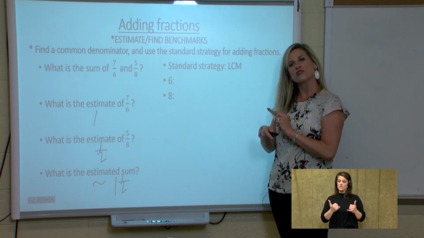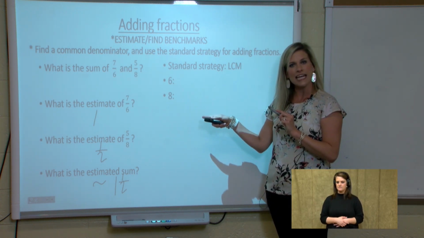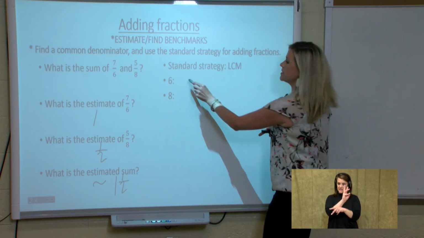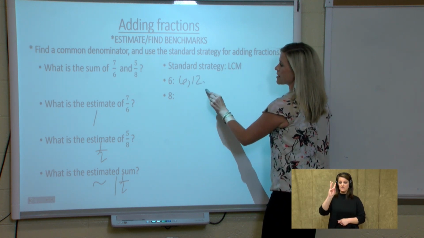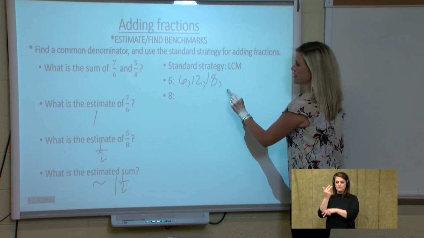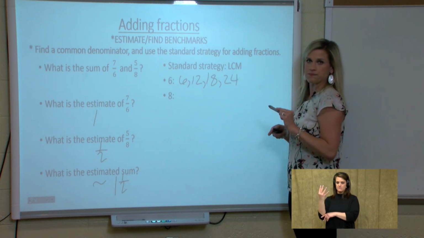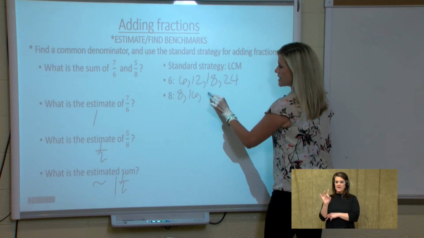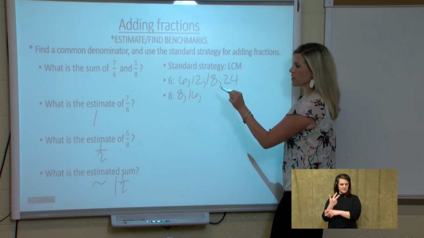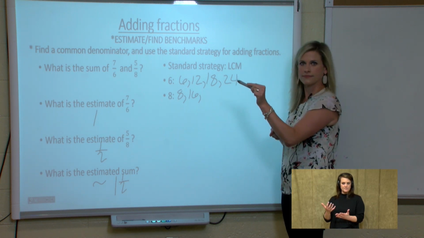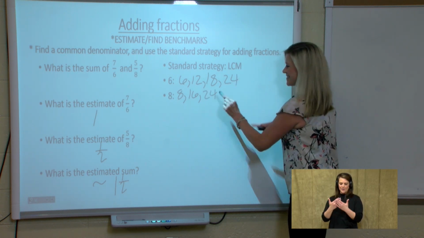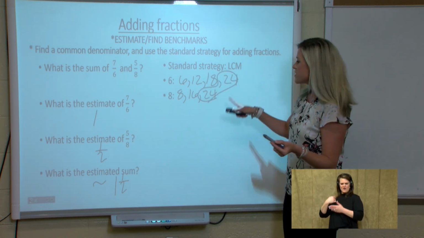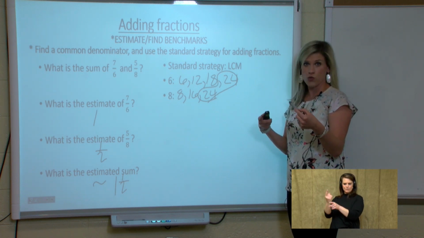So now let's look at our standard strategy, looking at 6 and 8. Can you list the multiples of 6 and 8? 6 times 1, 6 times 2, 6 times 3, 6 times 4, 8 times 1, 8 times 2, 8 times 3. What's 8 times 3? Yes? Good. 24, yeah. So there we go. And that was part of our brain teaser today, wasn't it? So now we know that the common denominator is 24.